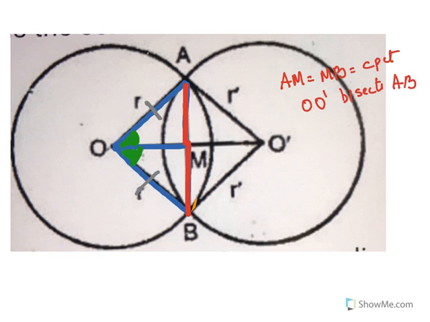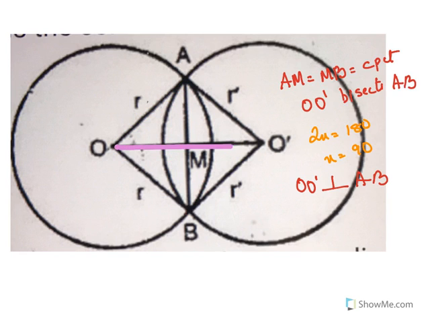And then next we proved these two are equal by CPCT, so this angle is X and X. So we had 2X equal to 180 and X equal to 90. So then we had OO dash perpendicular to AB because here the angles were 90. So OO dash was a perpendicular bisector of AB. AB was a common chord. OO dash divided AB into two equal parts, this equal to this by CPCT. And then we showed that this angle here was 90. So it was a perpendicular bisector.